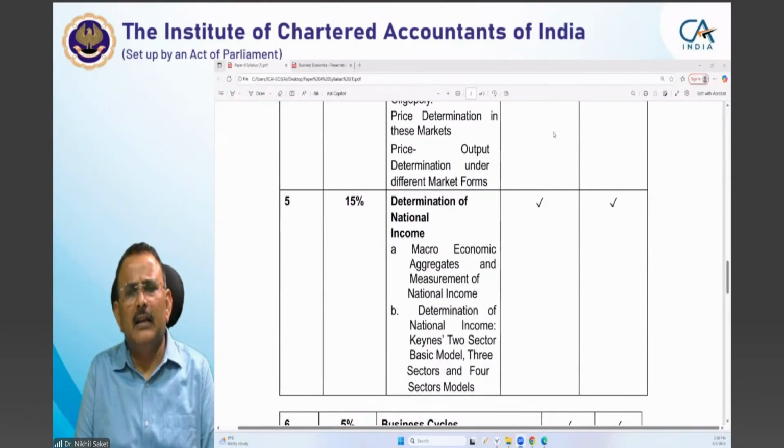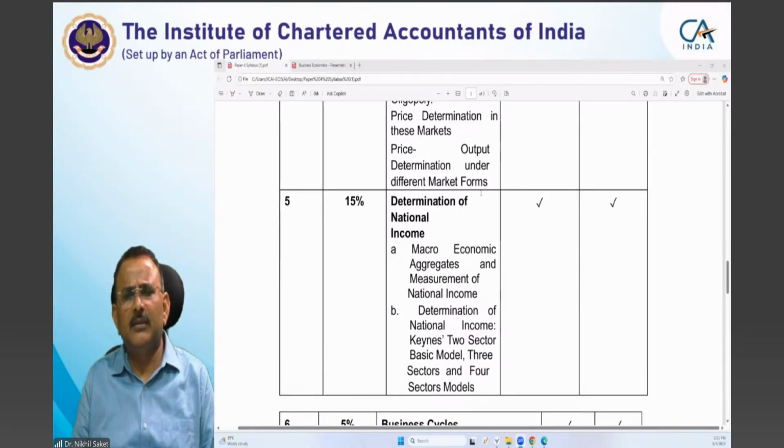Then calculation of national income by different methods: income method, production method, expenditure method. How national income is calculated from all these three different methods. Then comes the Keynesian part. What is the difference between Keynesian economics and classical economics?